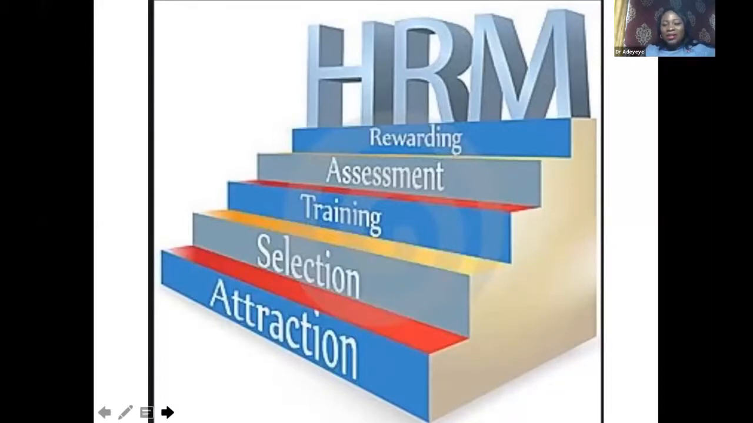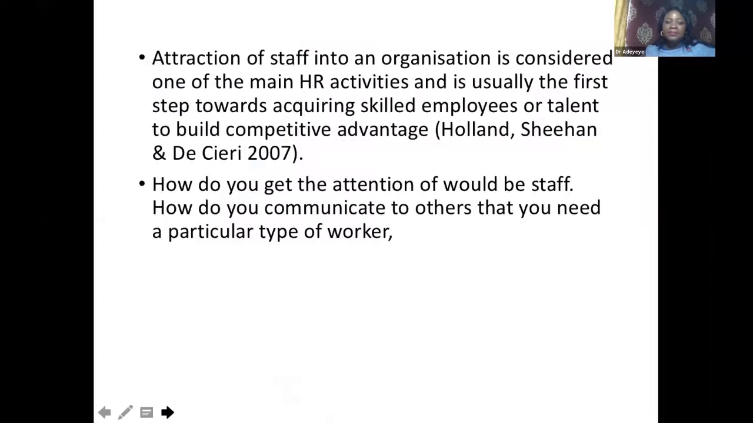I can see some people looking at the screen and writing, so maybe I should just leave this on for a while. So while you write down, don't worry, we are going to take this. Today we are taking attraction and selection. Tomorrow is training. The next day is assessment and reward. Then Friday we'll be taking traits of a successful entrepreneur and writing your own policies. So let's go to the next slide.